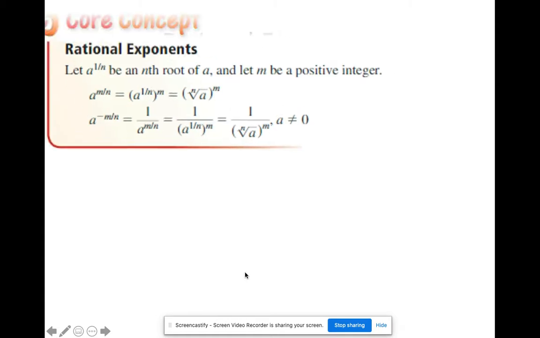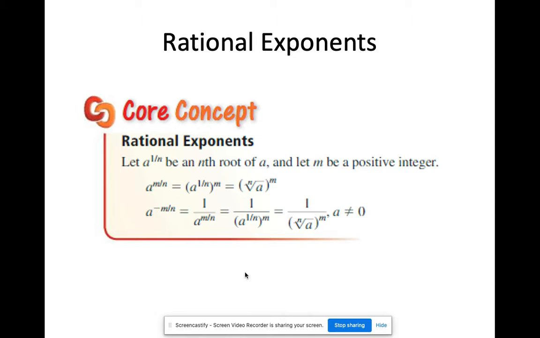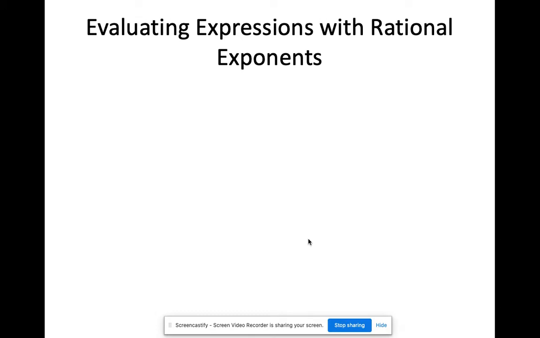So, definition: what are rational exponents? Let a raised to the 1 over n be an nth root of a, and let m be a positive integer. This means that the exponent doesn't have to be just 1 over n. It could be a fraction. The equivalent of a raised to the m over n is simply the nth root of a raised to the m. And again, by the rule of exponents, if it's negative, you just bring it down. But there's an easy way to use this when we solve equations or expressions that contain rational exponents.